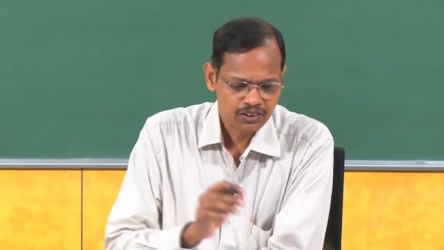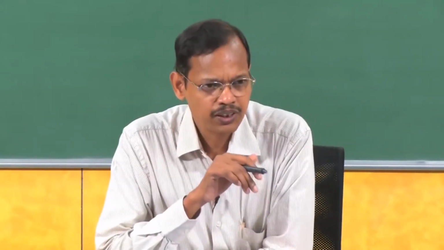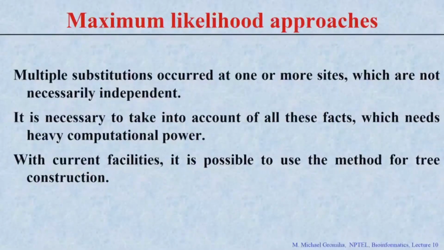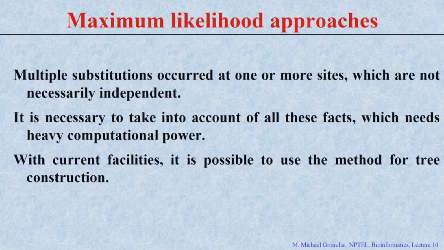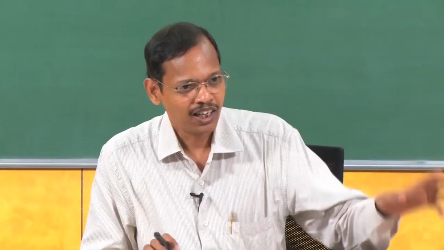In this case, if there are multiple substitutions, maybe independent or sometimes not independent, that also we can take into consideration. But to take all these aspects requires high computational power, though with current facilities it is possible to use all the information. There is a reason: initially they tried to develop a method with the simplest possible approach, that is the UPGMA method, and with the availability of computational power they try to increase the complexity.